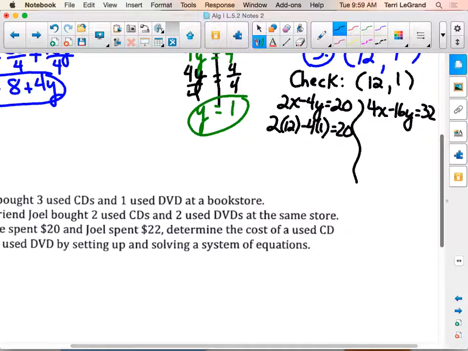And we don't just do that and then magically say it checks. We say, oh, 2 times 12 is 24. 4 times 1 is 4. 24 take away 4 is 20.